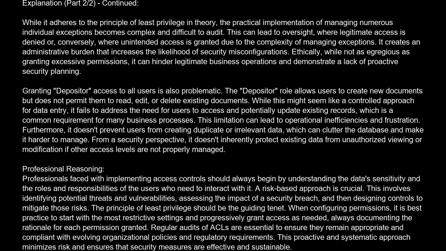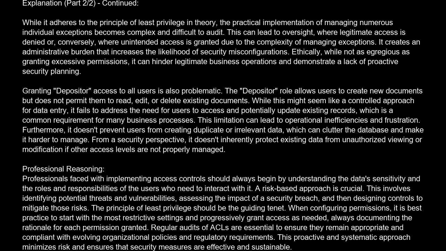This can lead to oversight, where legitimate access is denied, or, conversely, where unintended access is granted due to the complexity of managing exceptions. It creates an administrative burden that increases the likelihood of security misconfigurations. Ethically, while not as egregious as granting excessive permissions, it can hinder legitimate business operations and demonstrate a lack of proactive security planning. Granting depositor access to all users is also problematic.